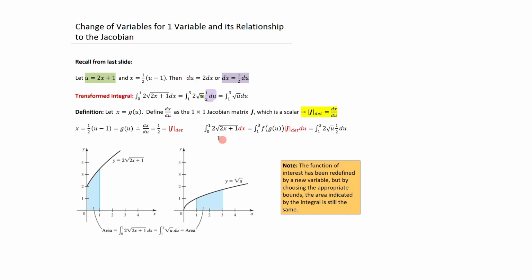So this is now showing us the relationship between the substitution of variable technique and the actual fact that what we're doing is computing the determinant, the Jacobian matrix for the one variable case.